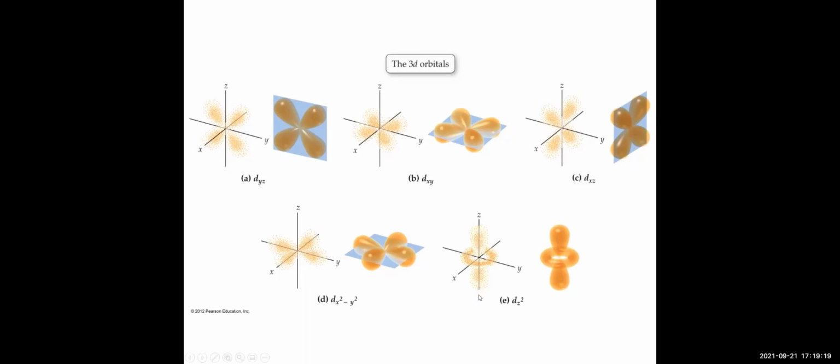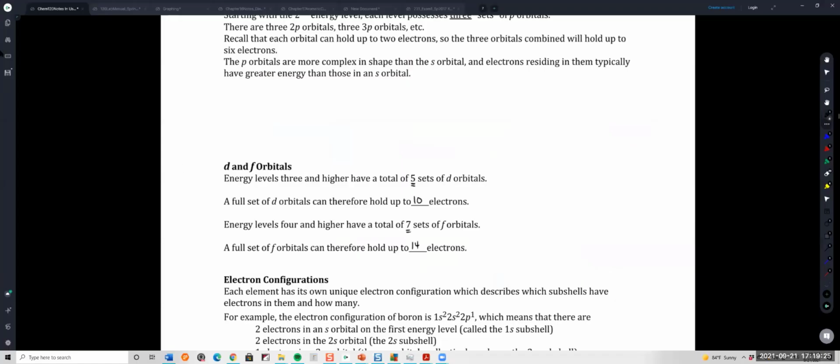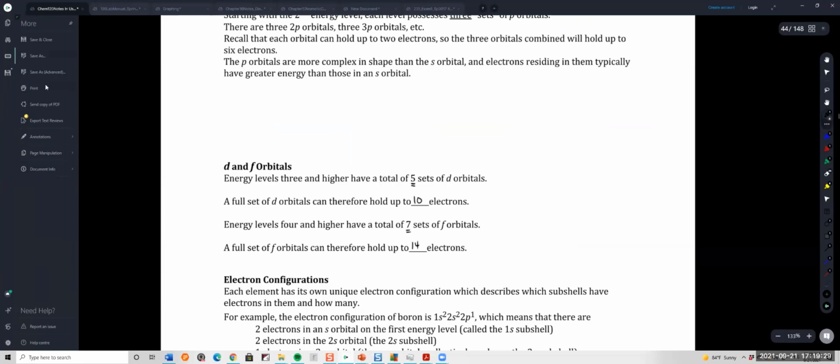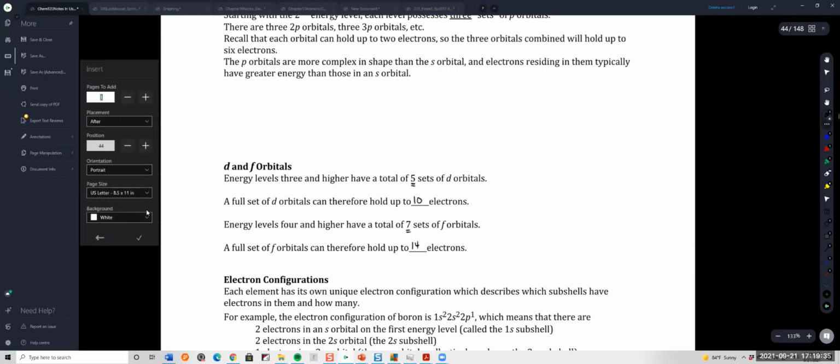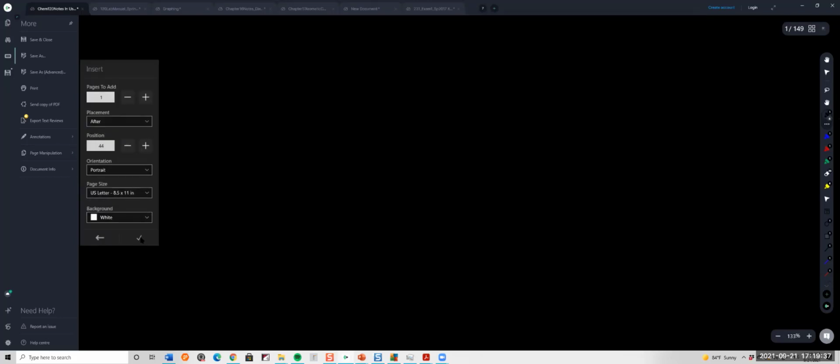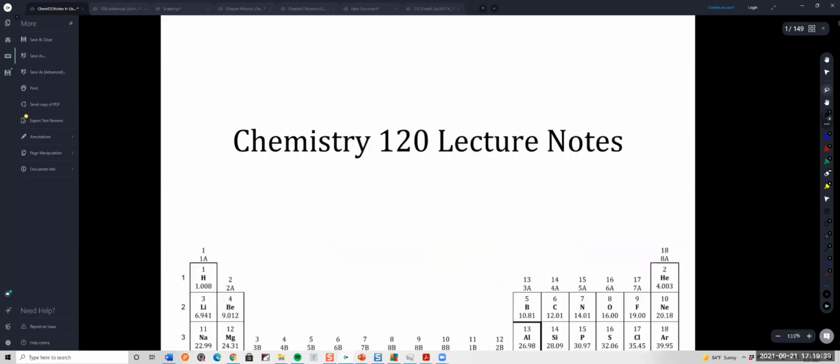Right. So just to summarize, because I think it's helpful to do this, I'm going to stick a piece of paper in here. Oh, don't need to go all the way back. It's really annoying.